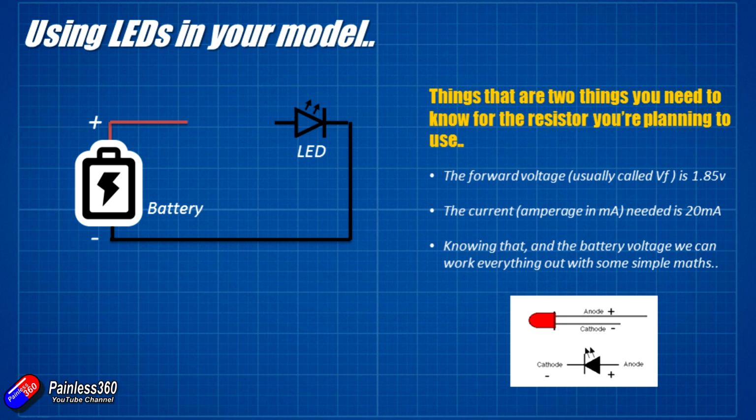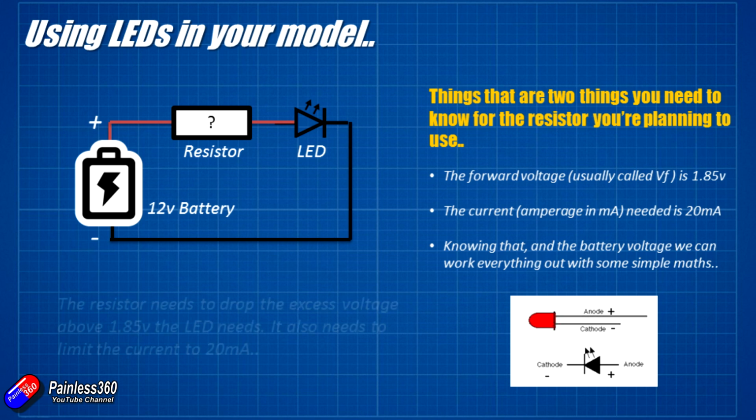But because we're about to connect this to a battery that has far more than 1.85 volts, we need to figure out what that resistor looks like. So let's assume we're going to use a 12 volt battery here. We need to figure out what the value of the resistor in series with the LED needs to be in order to get rid of that excess voltage and also to limit the current to the right amount as well.